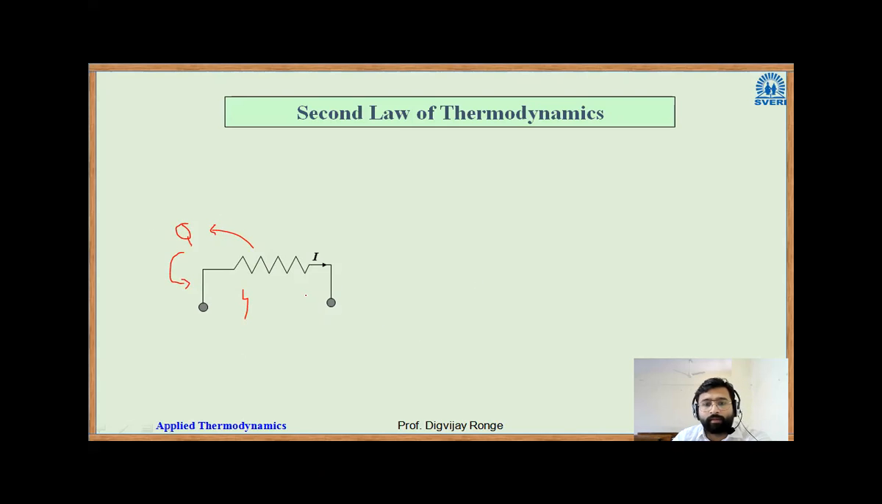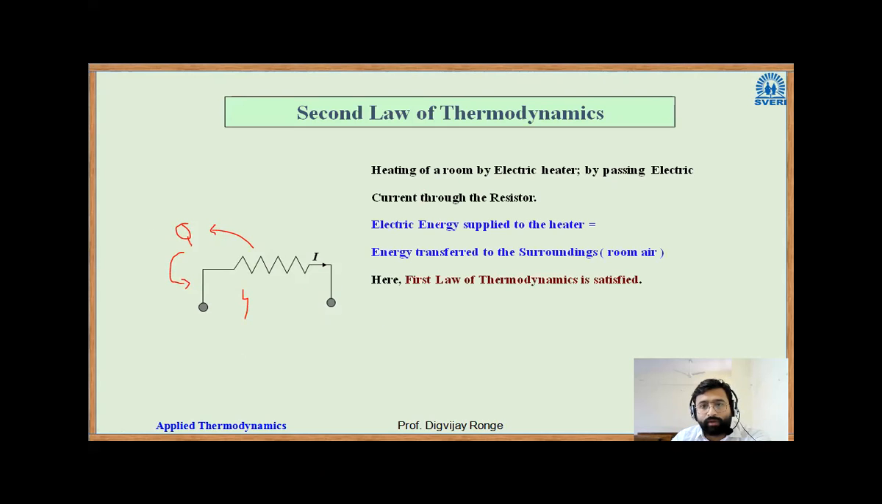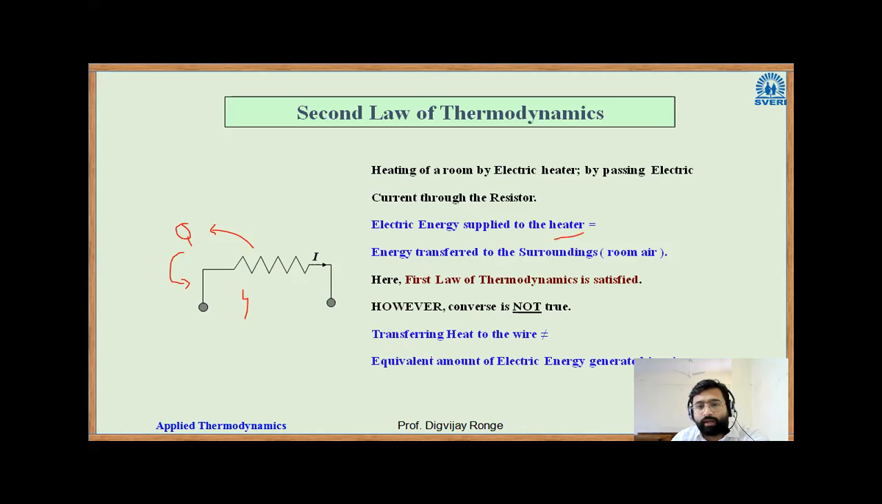Okay. So heating a room by an electric heater, by passing electric current through a resistor, the electric energy supplied to the heater is equal to the energy transferred to the surrounding. So the first law is satisfied. Energy conversion takes place. Total quantity of energy is constant. However, the converse is not true. Transferring heat to the wire, an equivalent amount of electric energy being generated, this is not possible. Okay. Still, the first law is satisfied because the first law is concerned with only the total quantity of energy, whether it is conserved or not.